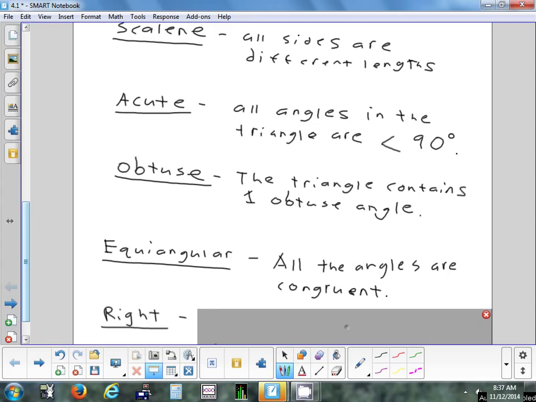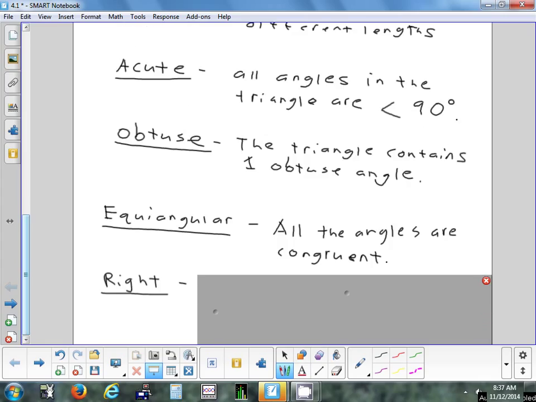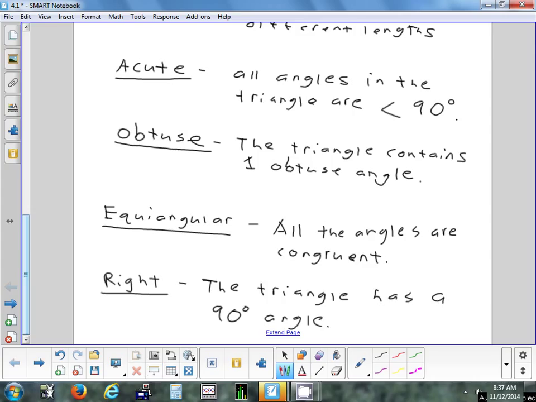Okay, and how about a right triangle? What's that mean? One angle is 90 degrees. Yep, one angle is exactly 90. Okay, so there's all kinds of combinations we can have here. So when I ask you to classify a triangle, try to be as specific as you can.